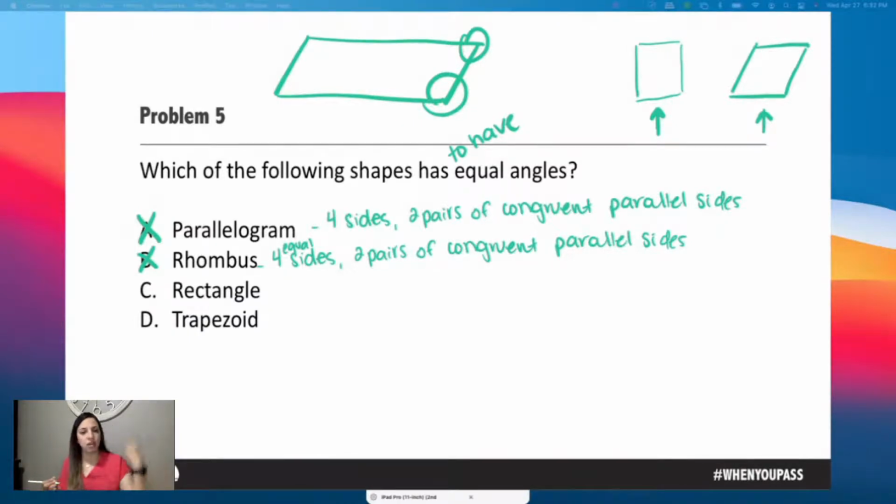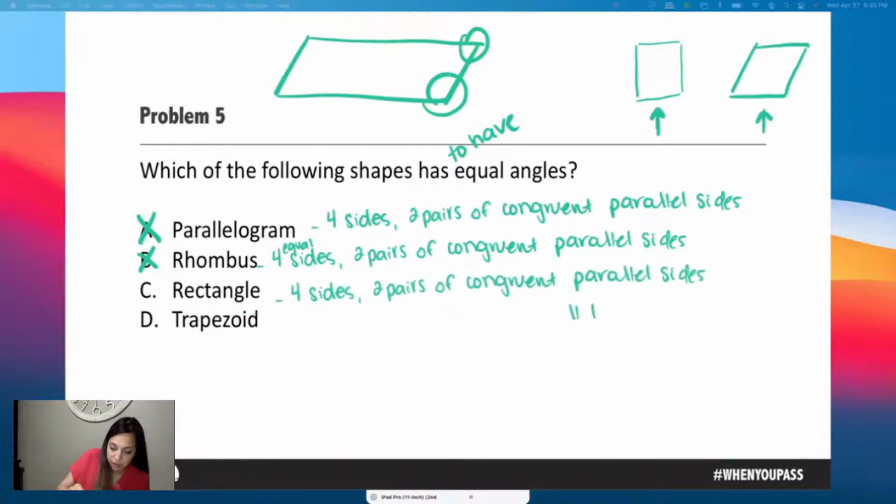What makes a rectangle a rectangle? A rectangle has 4 sides, 2 pairs of congruent parallel sides, and it has 90-degree angles. And therefore, the rectangle in this case is the only one that has to have equal angles. That's why it should say has to have and doesn't just say has, because the parallelogram and the rhombus have the potential to have it, but they don't have to have it by definition.